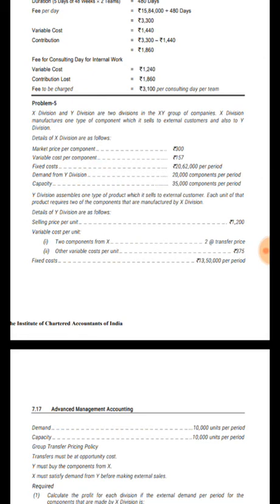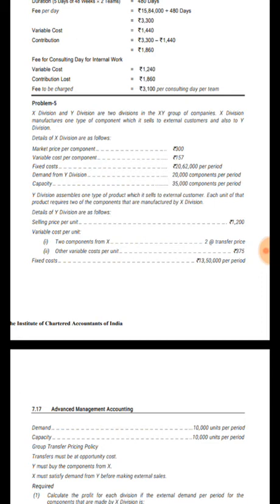XY group of companies is there. XY group of companies has two divisions, X division and Y division. X division is manufacturing one component which it is selling to the external market as well as to Y division. So details of X division are as follows.